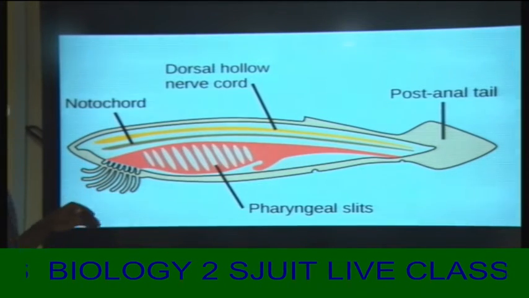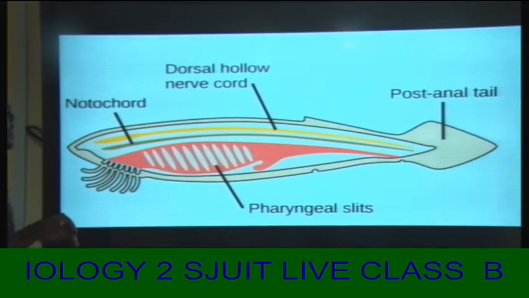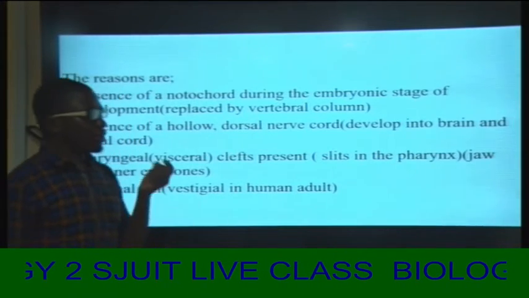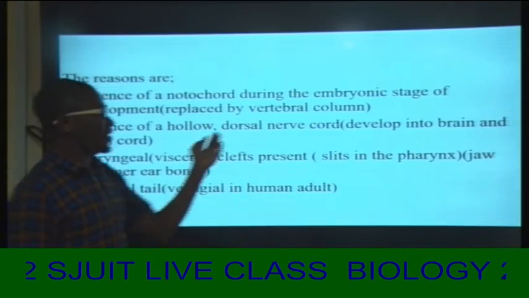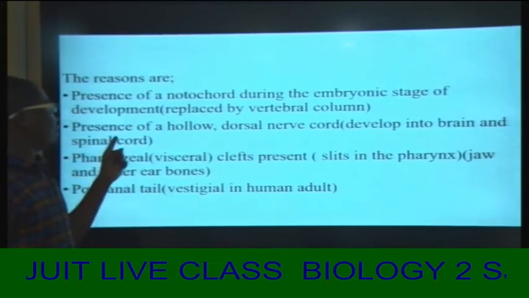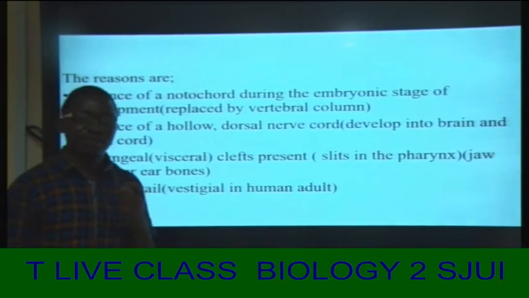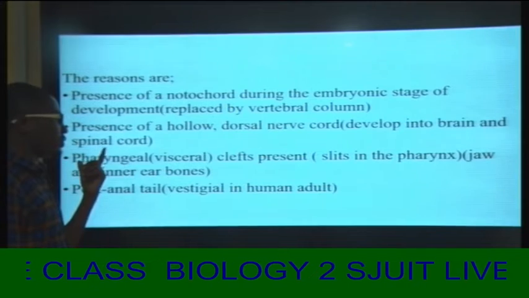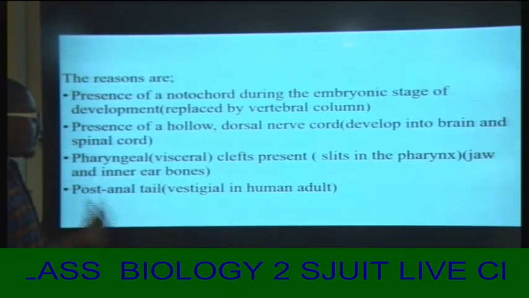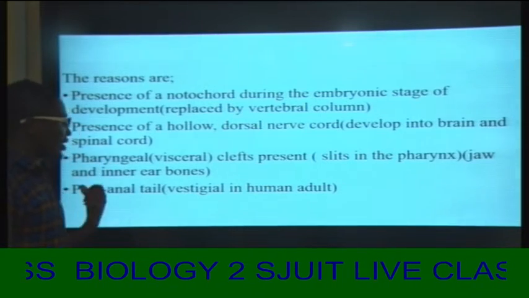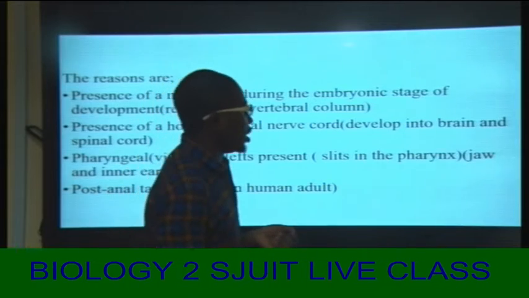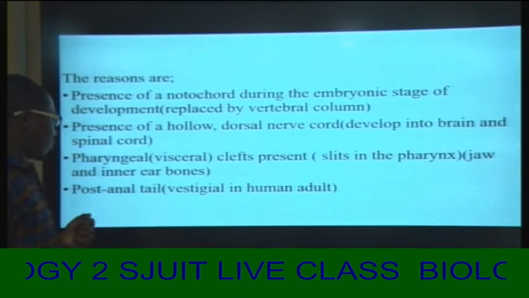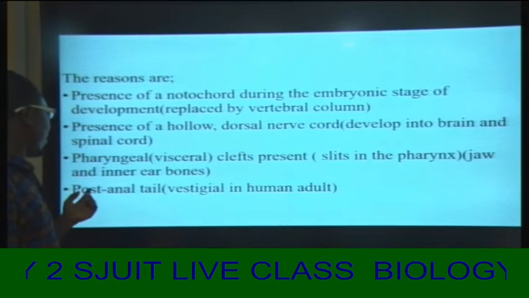So the reason is because of the presence of notochord. The notochord later on will be replaced with the vertebral column. The hollow dorsal nerve cord later on will form the central nervous system, which consists of the brain and the spinal cord. And of course the pharyngeal slits or visceral clefts later on will form the jaw and the inner ear bones.